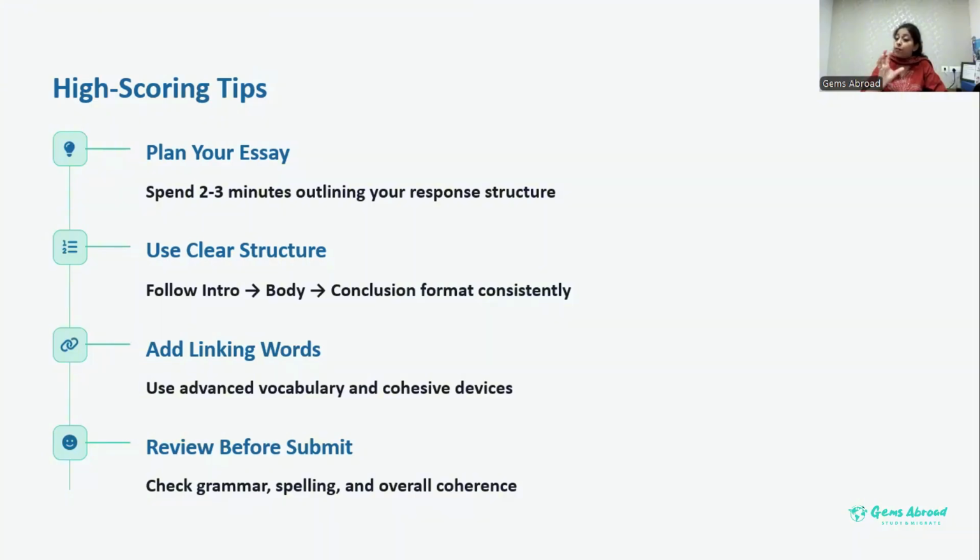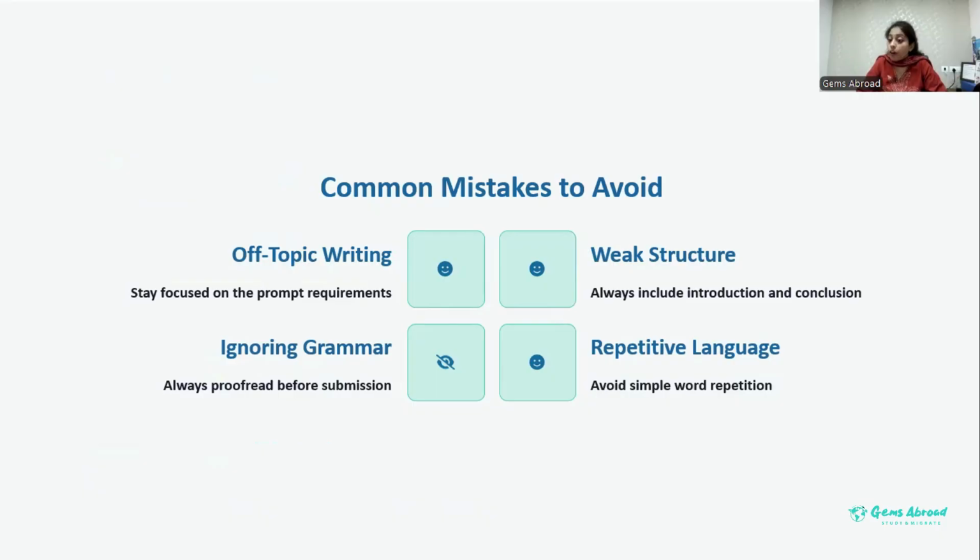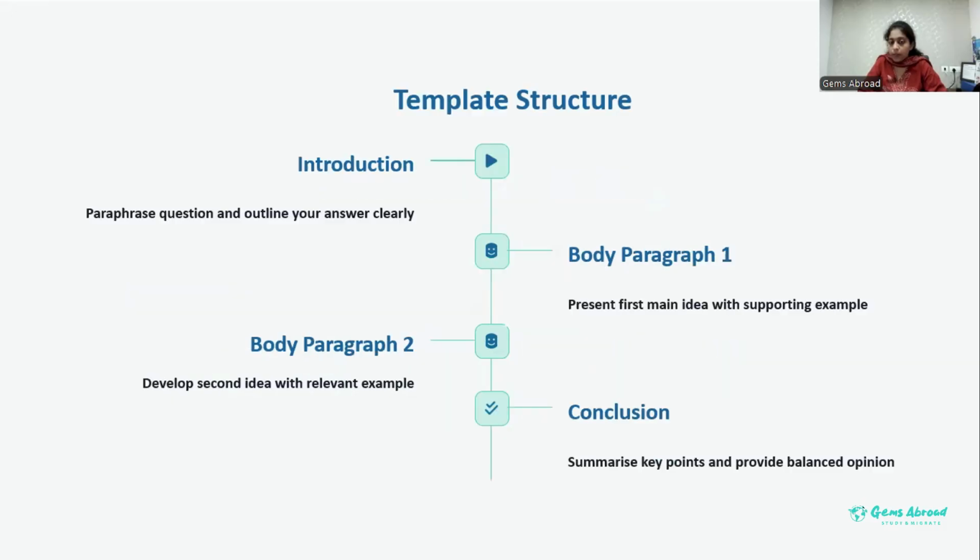You can use different sentence types, such as a mix of simple, compound, and complex sentences. Add linking words. Use advanced vocabulary and cohesive devices. Check your writing. Leave 2 minutes to proofread. Check your grammar, spelling, and overall coherence. Common mistakes: off-topic writing, a weak structure, ignoring the grammar, and repetitive language. These are the mistakes that you have to avoid in writing.